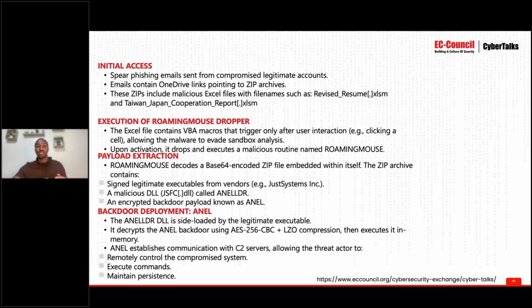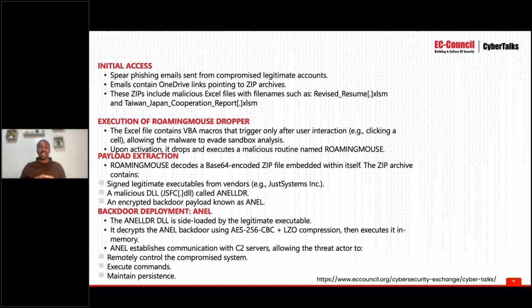This particular dropper here, we call it RoamingMouse. The RoamingMouse dropper was an Excel sheet which contains VBA macros that trigger only after the interaction of clicking the cell, and that allows the malware to evade sandbox analysis. Upon activation, it drops and executes a malware routine known as RoamingMouse. RoamingMouse basically decodes itself. It decodes the encoded zip file and embeds itself.